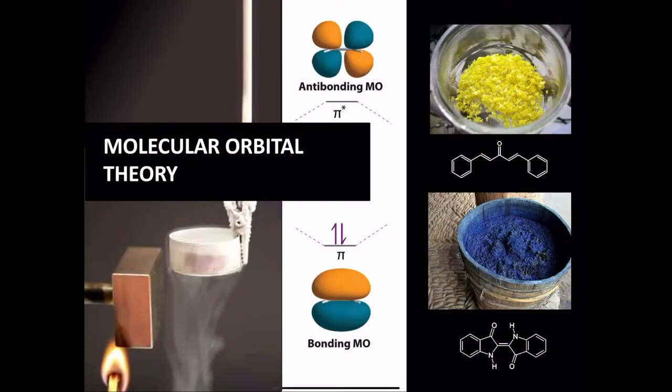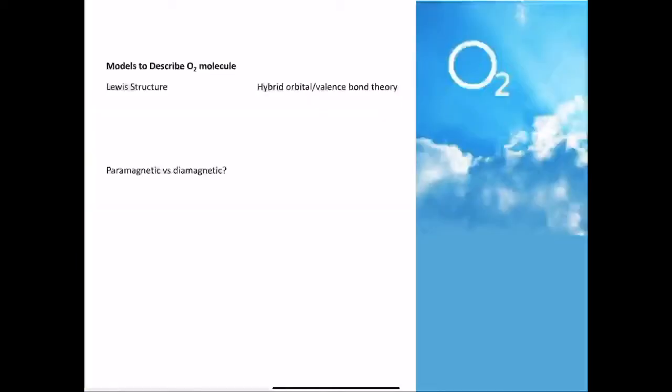Molecular orbital theory. It's a more complicated theory to describe electron bonding, but it's more powerful. Let's go back and look at oxygen. So we can draw the Lewis structure for oxygen, right? We know it has how many valence electrons? 6 times 2, so 12 valence electrons. And what we know is that we end up getting something like this.